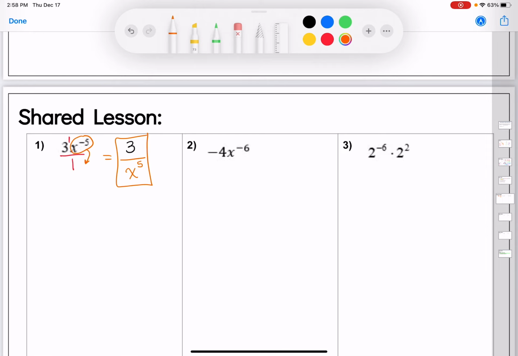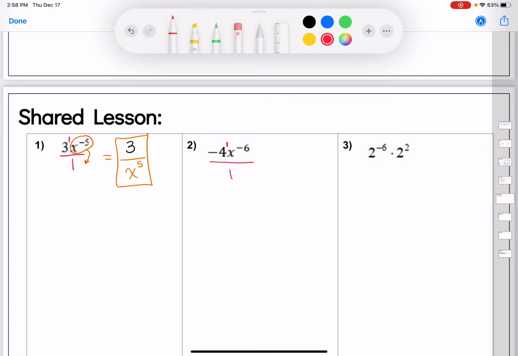So just be careful, right? Be really careful on what base actually has that negative exponent. And only negative exponents move. All right, here we go. Number 2, negative 4x to the negative 6th power. So again, what is raised to the negative 6th power here? The x is to the negative 6th power. The negative 4 has an exponent of positive 1.